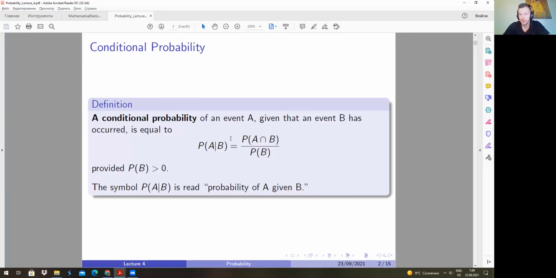What is important here is that event B occurs, and we know that event B occurs, and after that event A must occur. So this is the conditional probability. The condition for event A to occur is the occurrence of event B. So let's see an example and how to apply this formula.